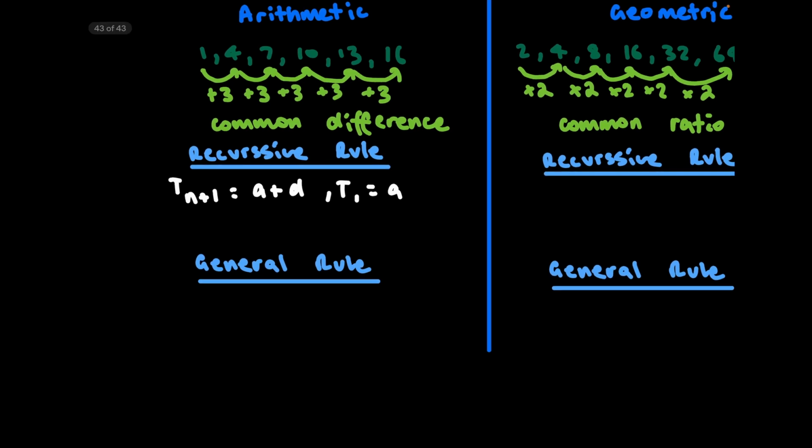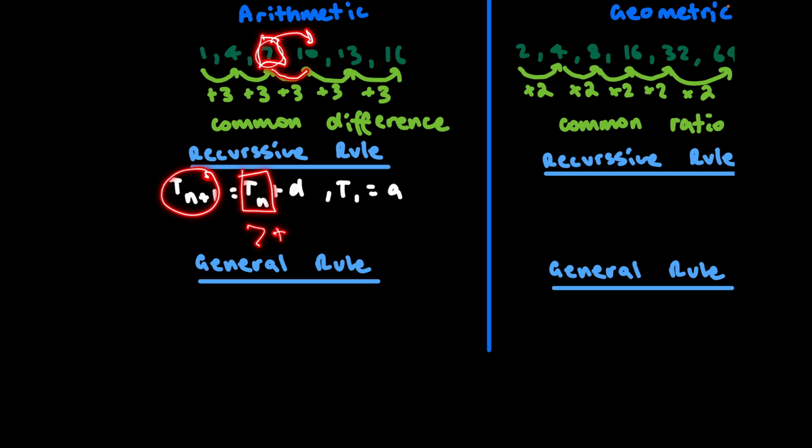I will replace the a with T1. What this means is, if I want to work out the next term in a sequence, so Tn+1, to work it out, I need the current term, and I would need to add the common difference. So in this case, let's say I start at 7. If I want to know what the next term is, I would need the current term, 7, which is Tn, and I would need to add the common difference.